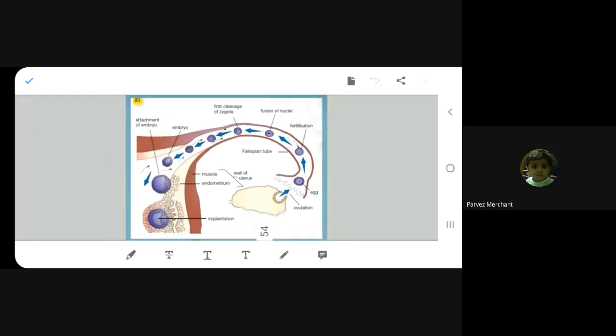Now, look over here. The releasing of the egg, can you see this over here? It is called ovulation. What is it called? Ovulation. So, every single girl child undergoes ovulation when she is reaching adolescence. Around age 11 to 12 years old, the girl child starts ovulating. That means she gets the menstrual cycle every month. Okay? Understood?